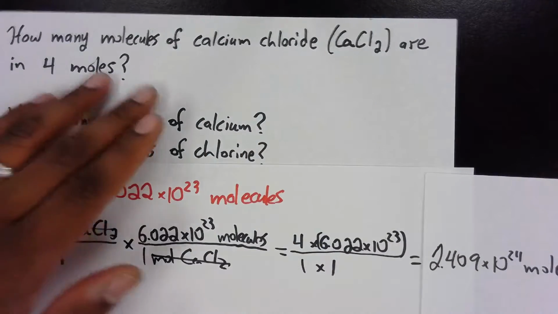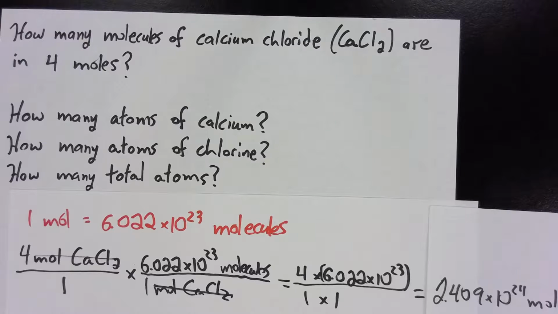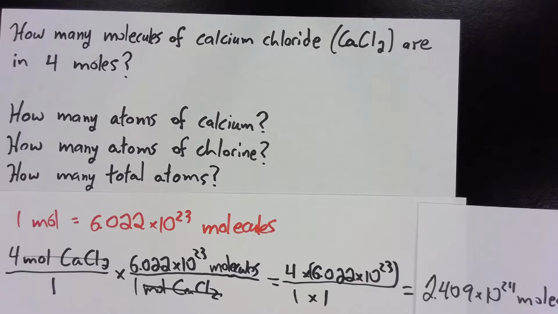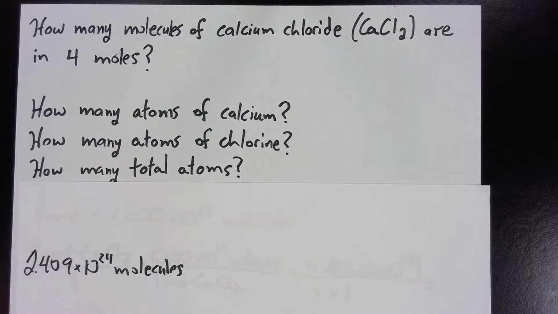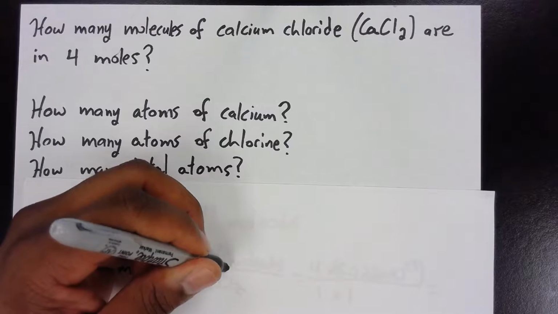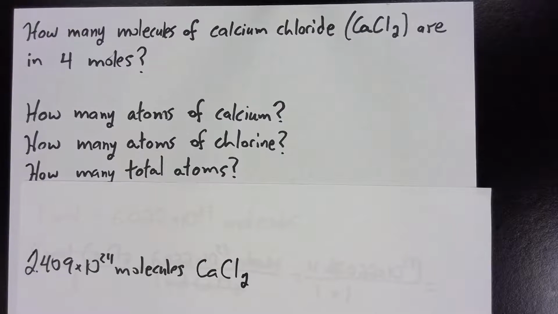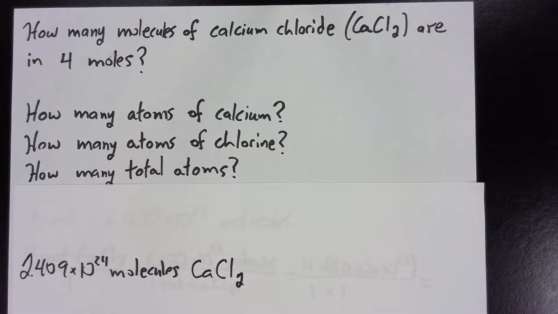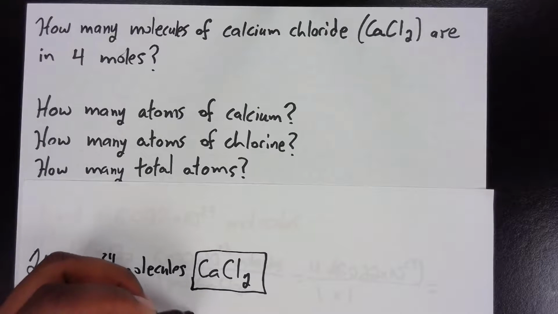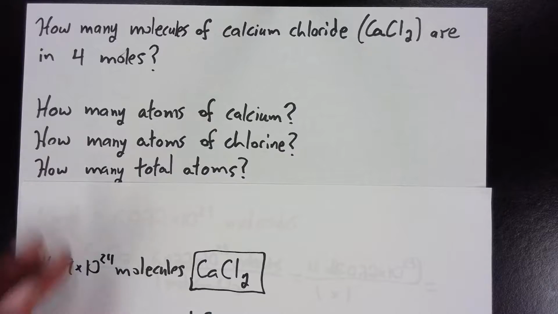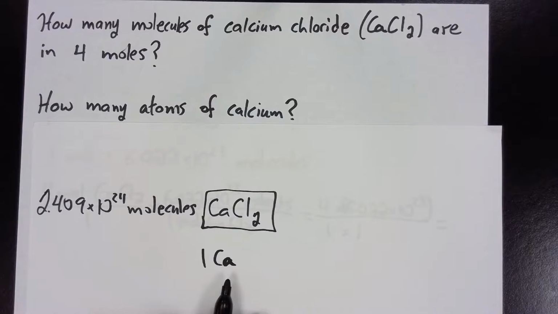Because now I want to know how many atoms of calcium, how many atoms of chlorine, and how many total atoms. So if I'm starting out with 2.409 times 10 to the 24th molecules of CaCl2, this is the compound calcium chloride. So here's what I want to find out. How many atoms of calcium? Well, for every molecule of CaCl2, I have 1 calcium atom, and I have 2 chlorine atoms, because that subscript in Cl2 means I have 2 chlorine atoms.